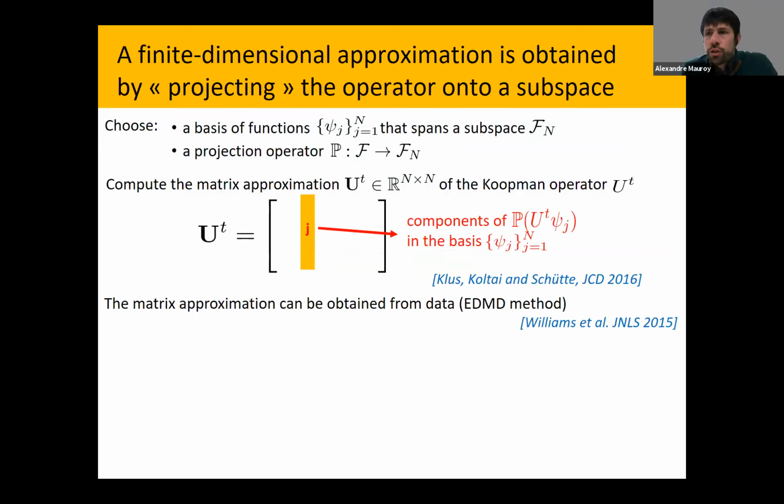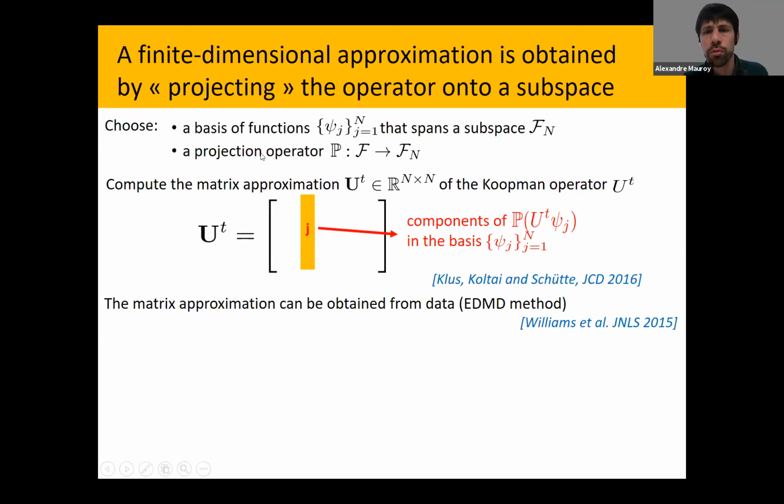Okay, so the main issue is that we are dealing with an infinite dimensional operator. So it means that as far as numerical methods are concerned, we'll need to approximate the operator in a finite dimension. To do so, we'll need two ingredients. First, we'll need to select a basis of functions, a set of functions psi j of dimension n, so that it spans a subspace Fn of dimension n. And also, we'll need to consider a projection operator, so that any function in F, any observable, will be mapped to this subspace Fn through this projection.